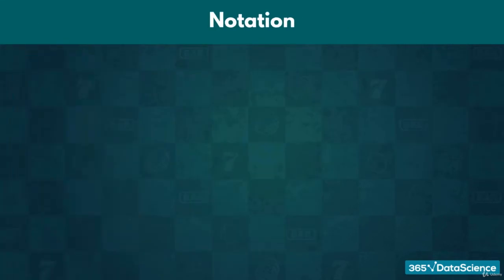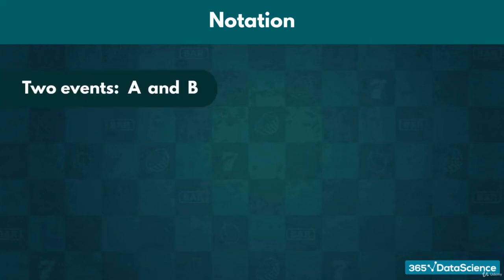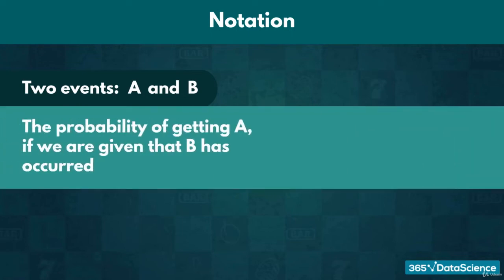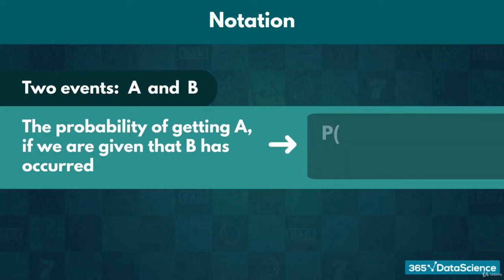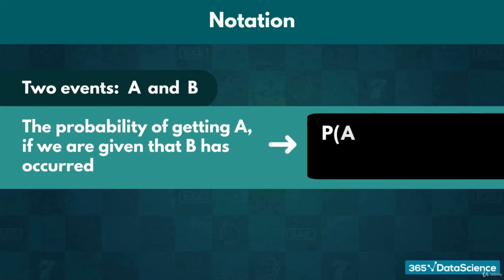Okay, before we move on, let's introduce some new notation. As usual, suppose we have two events, A and B. To express the probability of getting A, if we are given that B has occurred, we use the following notation: P(A|B), parentheses A, vertical line B, parentheses. We read this as P of A given B.